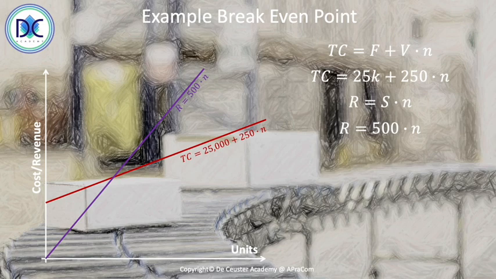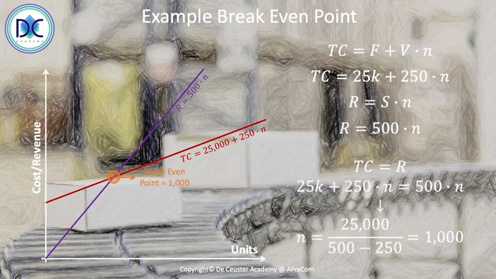We can calculate the break-even point when the total cost is equal to the revenue, and we find in this case that the break-even point equals 1,000 units. So once we have to produce more than 1,000 units, we will have a profit, otherwise we have a loss. So again, at the left-hand side, we have a loss. At the right-hand side, we have a profit.